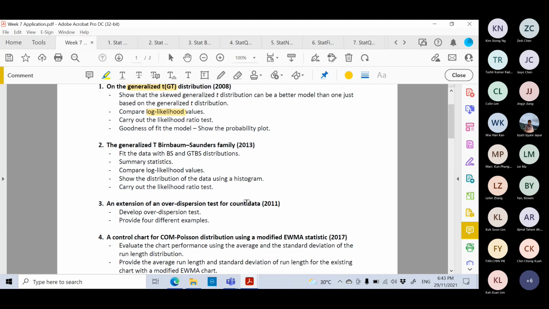Or they can just get the mean and variance. Then they check whether it's over dispersed, under dispersed, or equally dispersed. So these are the things, if you're one of those students working on count data, you will understand more about over dispersion here. Okay, but in this paper here, they propose an extension of an over dispersed test.